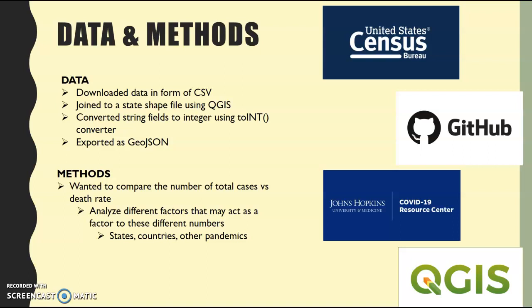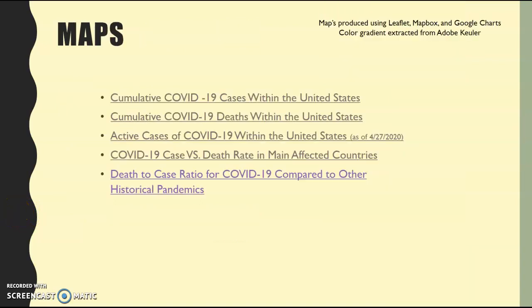and then once this was finished, I exported my product as a GeoJSON. My methods and my thinking were that I wanted to compare again the number of total cases versus death rates, but in order to do this, I wanted to dive deep and analyze different factors that may act for why there are different numbers, why some states have lower cases versus other states, why some countries have lower death counts than other countries, and again, some things that we may have implemented in the current pandemic happening, and compare that to other historical pandemics and what methods were in place during those times.